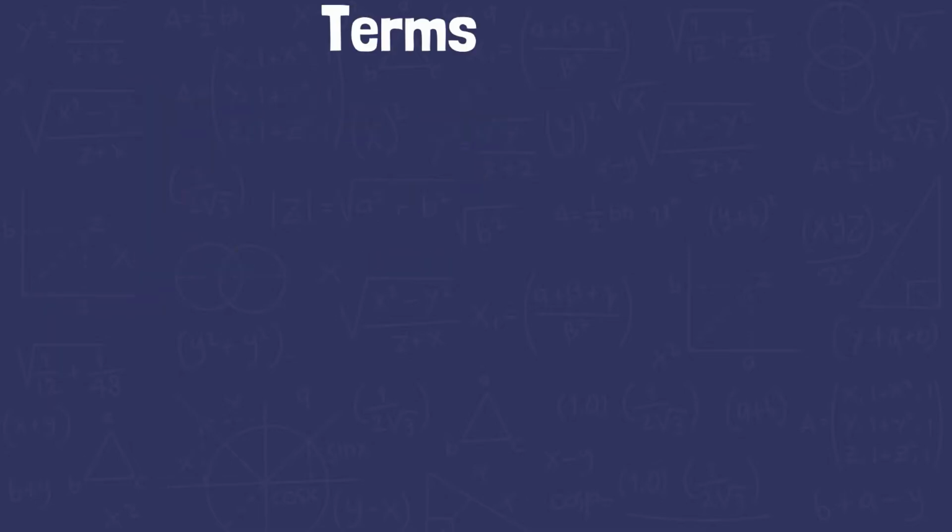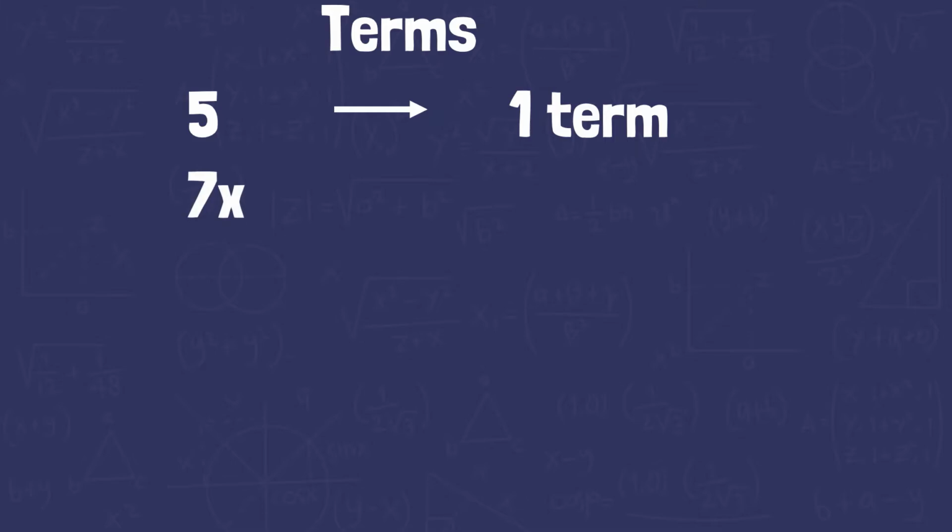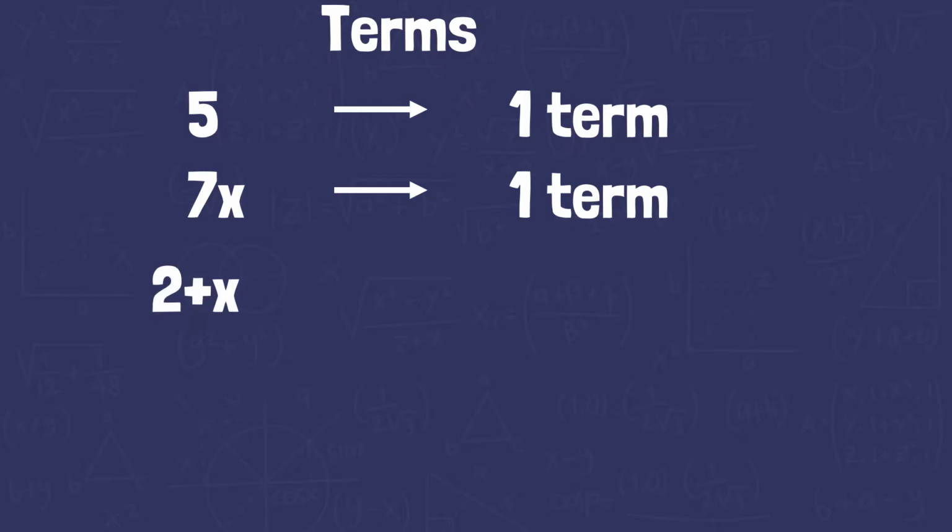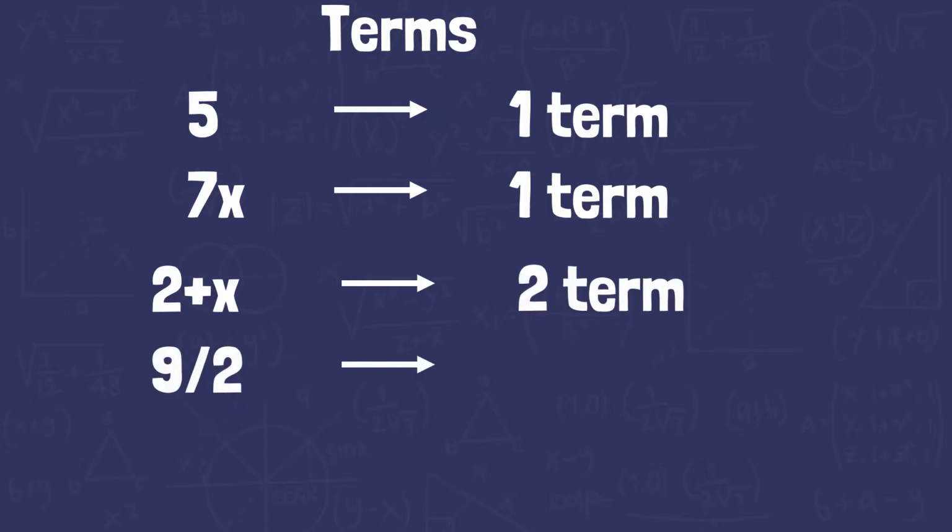Now we'll look at some of the terms. The first number is 5, which is considered one term. 7x has no sign between them. They don't have an addition, multiplication, division, or subtraction sign. So when there is no sign between them, that means they're multiplying, and whenever two things are multiplying, we consider that as one term. 2 plus x has an addition sign between them, so that would be considered two terms. 9 by 2 would be considered one term because it has a division sign between it.